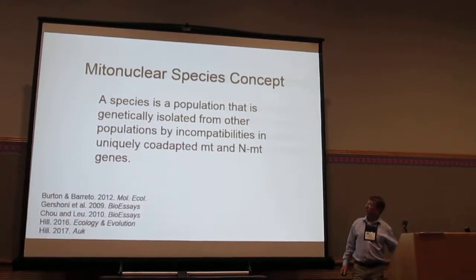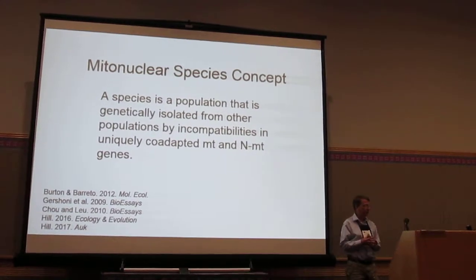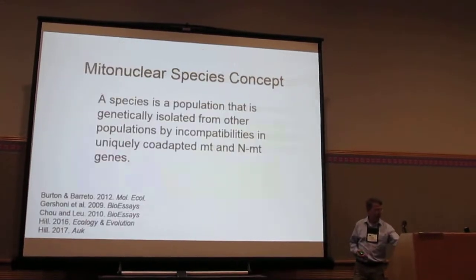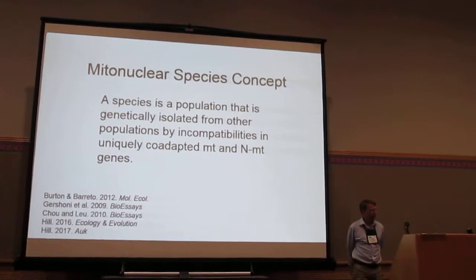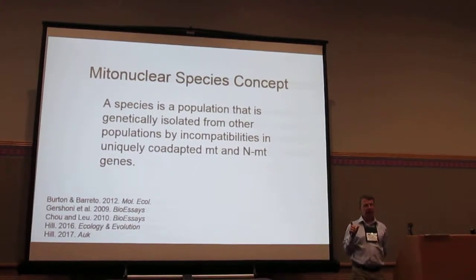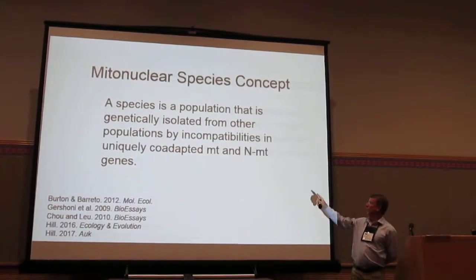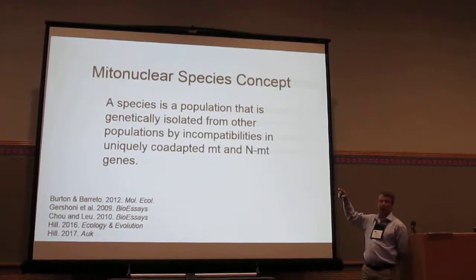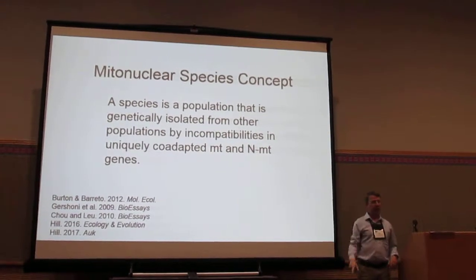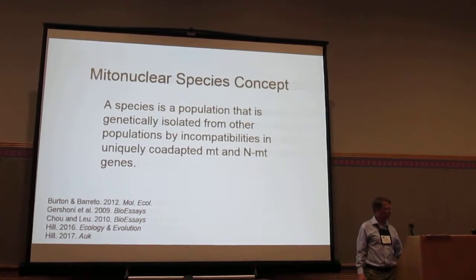So we can state this as a species concept. We can state it as a mitonuclear species concept, where a species is a population that's genetically isolated from other populations specifically by these incompatibilities in mitochondrial and NMT genes. That's the nuclear genes that go over and work in the mitochondria in close association with those mitochondrial genes.